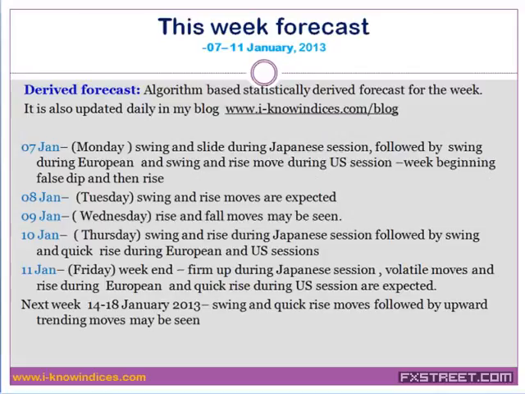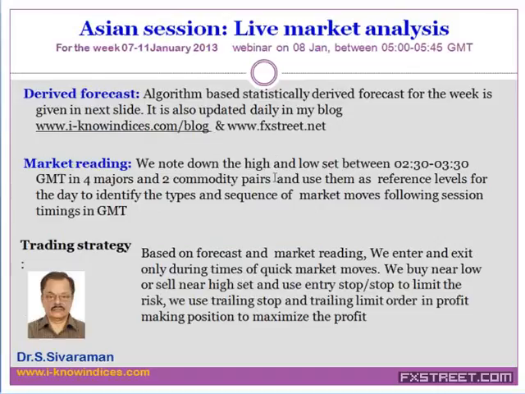Now coming to the market reading. We note down the initial high and the low around 3:30 GMT in 4 majors and 2 commodity pairs, and use them as a reference level for the day, the 24 hours day till the end of the US session, and try to read the types of moves. They do it in sequence. I explained to you the sequence: they alternate the extended move with the intentional move, and in between they make the stop and swings, etc. So that we need to follow. After the extended move, they will definitely make an intentional move. That we need to understand.